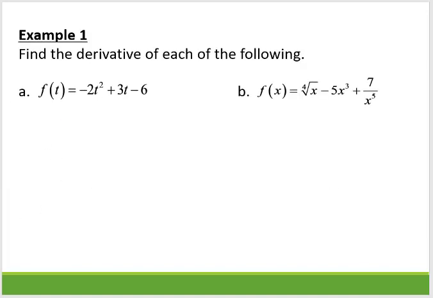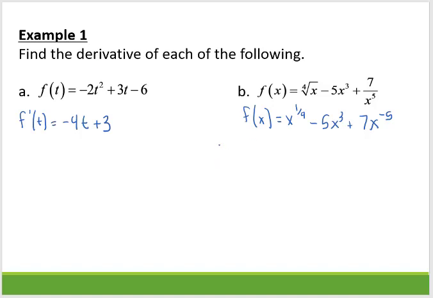So applying that rule now, if I need to find f prime of t here, that becomes negative 4t plus 3. If I need to find the derivative of f of x here, I'm not going to find the derivative right away, because I'm going to recommend you guys write this as x to the 1/4 power. I'm going to recommend you write this as 7x to the negative 5th. Trust me, that's going to help you out.